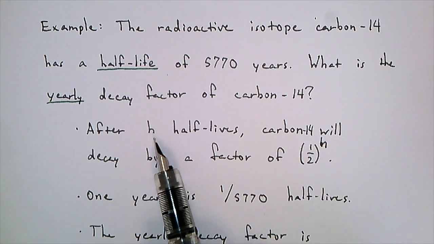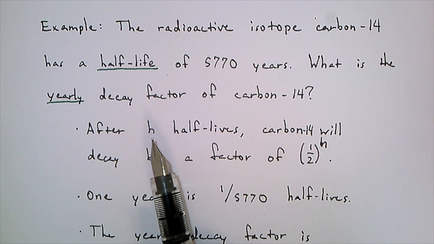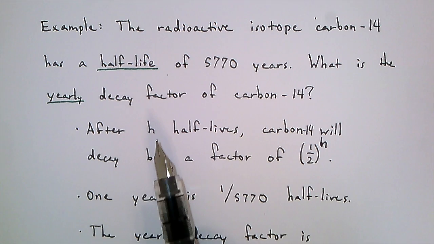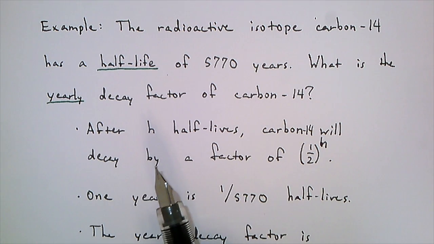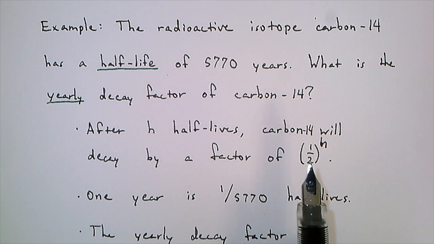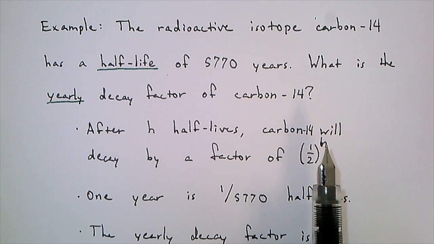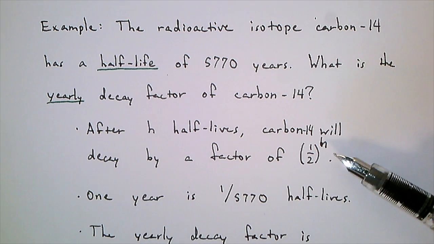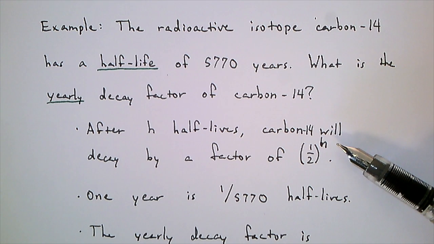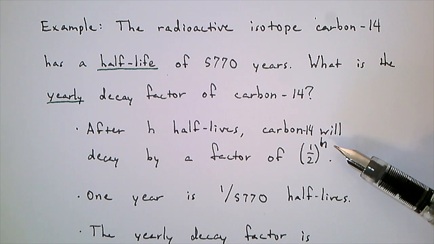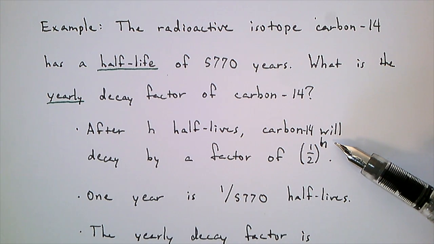After H half-lives, so this could be 1, 2, 3, or maybe half of a half-life, carbon-14 will decay by a factor of 1/2 to the H power. So for 2 half-lives, you would put 2 in the exponent. For half of a half-life, you would put 0.5, or 1/2 in the exponent.